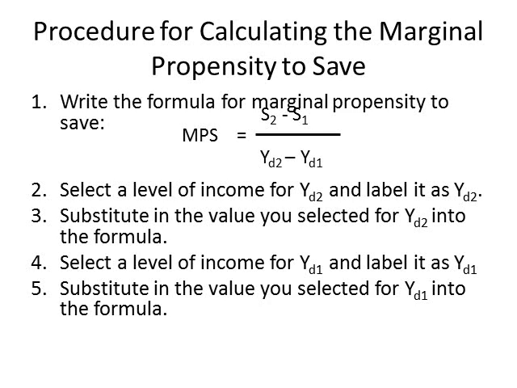The second step is to select the level of income for Y2 and label it as Y2. Next, you will substitute the value selected for Y2 into the formula. 3. You will select the level of income for Y1 and label it as Y1. Next, you will substitute in the value you have selected for Y1 into the formula.